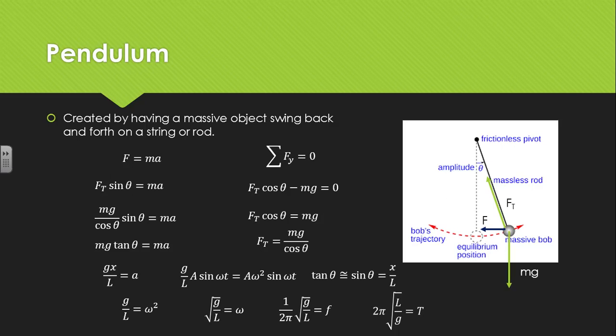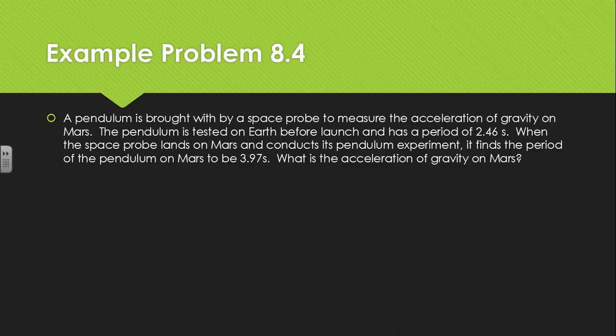In fact, one trick that was used by astronauts in the Apollo missions to measure the acceleration of gravity on the moon: they carried a pendulum with them and measured the period. They knew the length, they could measure the period, and so they could verify g for the moon, what we thought it was. So let's do a quick similar problem.